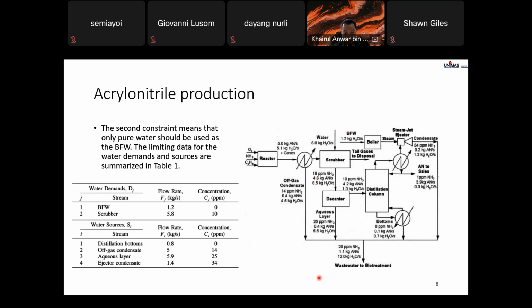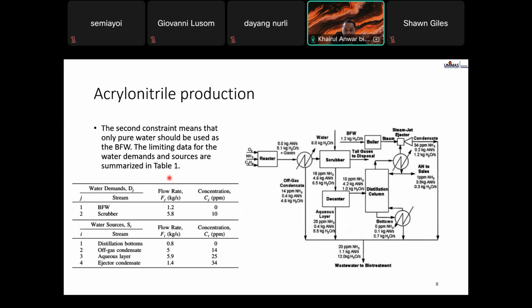What is the aqueous layer for the decanter? Decanter. Okay. So for the decanter here, 25 ppm with 5.9. The ejector condensate for the boiler here, before 1.4. Okay, okay.